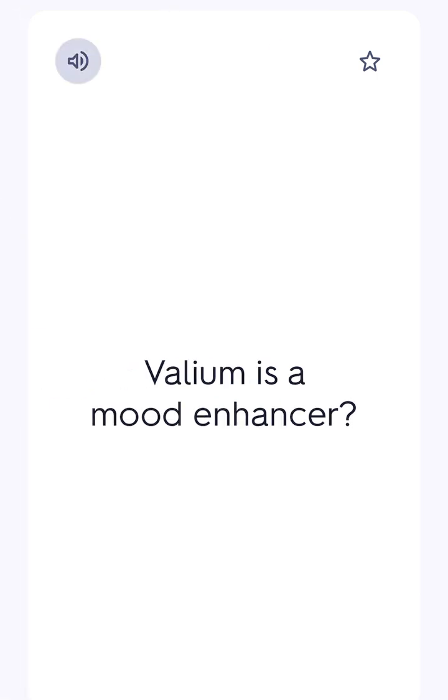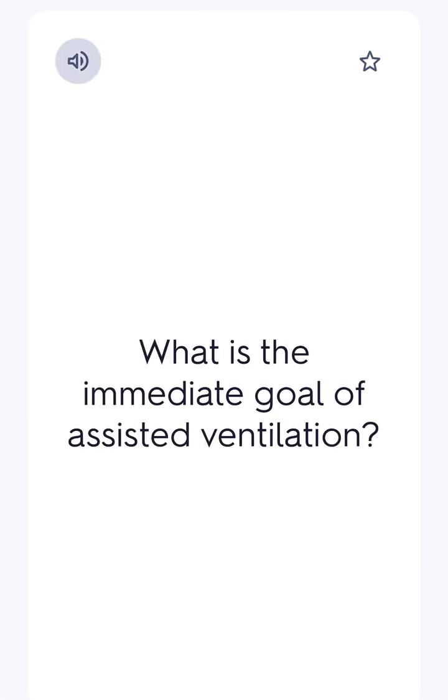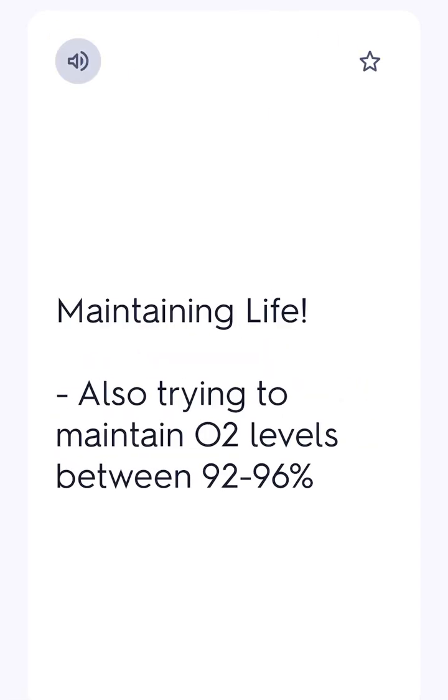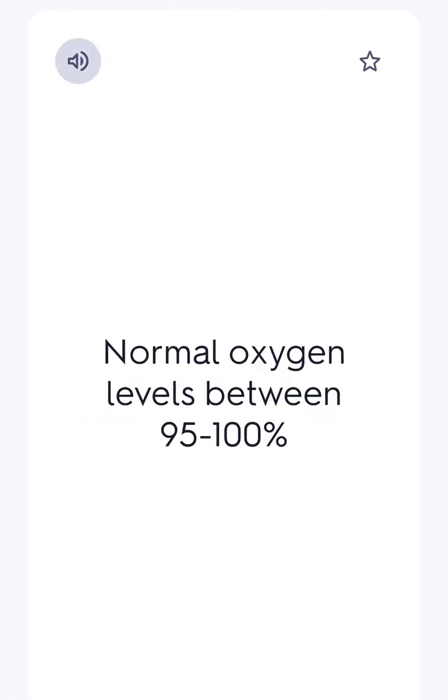Valium is a mood enhancer? False, it is not. What is the immediate goal of assisted ventilation? Maintaining life. Also trying to maintain O2 levels between 92 to 96%. Oxygen therapy is maintaining what? Normal oxygen levels between 95 to 100%.